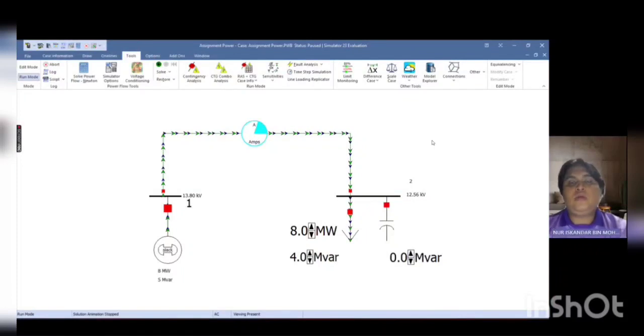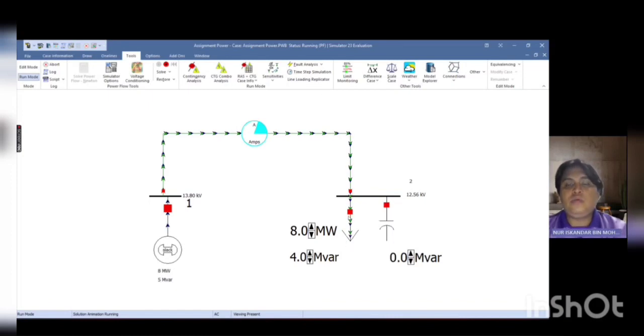Assalamualaikum, my name is Muskada Mata. Today I'm going to explain the simulation for this assignment. In this simulation, we'll be using the generator, load, switch shunt, two buses, and transmission line. When we run the simulation, there are two arrows. The green arrow represents the actual power, while the blue arrow represents the reactive power.